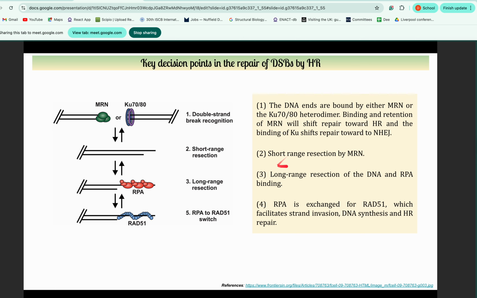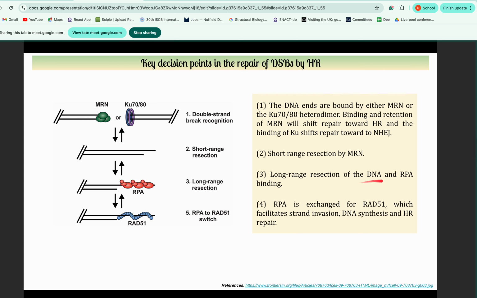Then the second decision is short range resection by MRN. So it depends on how much damage has happened. Is it short range, or how much resection needs to be performed, short range or long range? That decision is made by MRN.